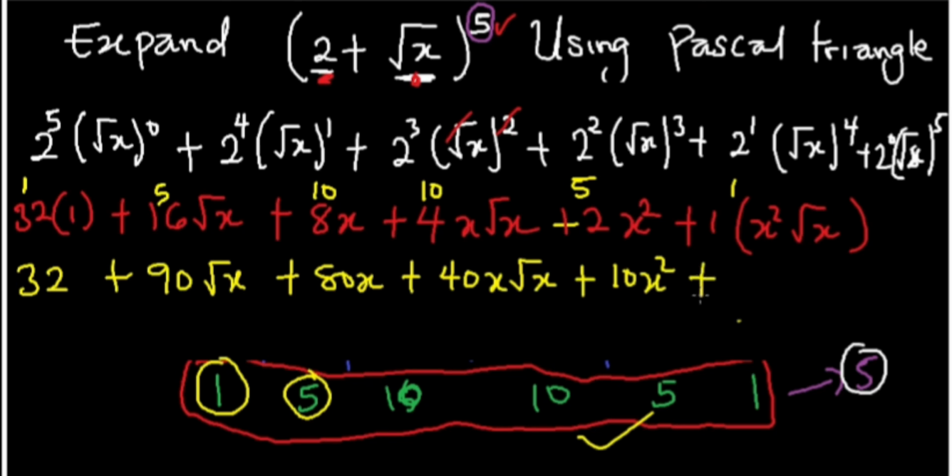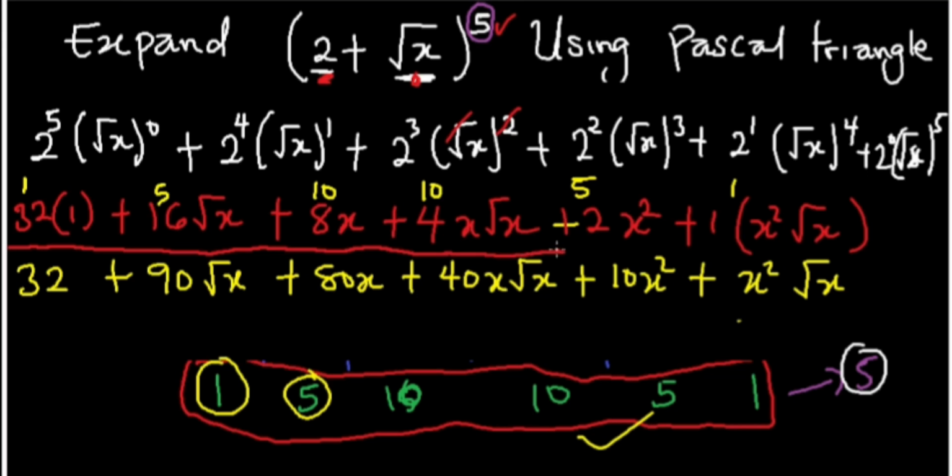Okay, then 1 times, so we still have this one back, x squared root x. So that just has to do with binomial expansion of this manner. So in subsequent videos, you are going to see various forms where binomial questions can come out.